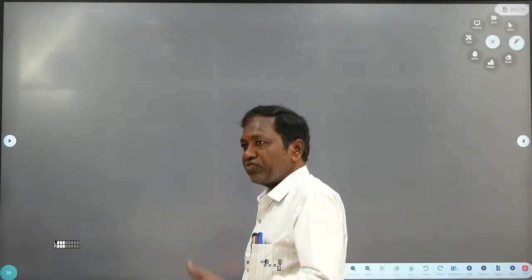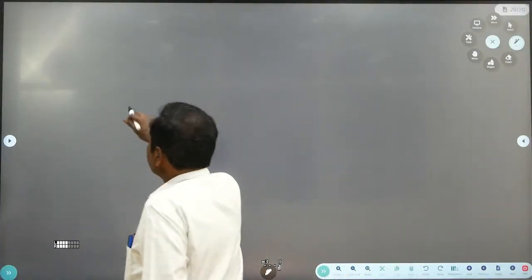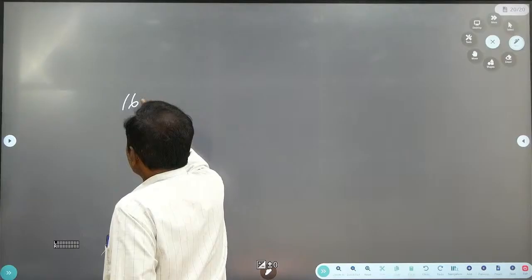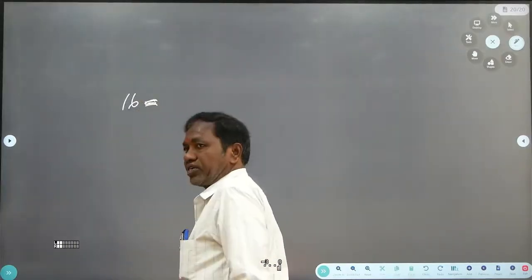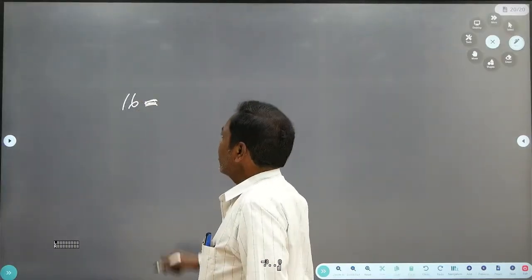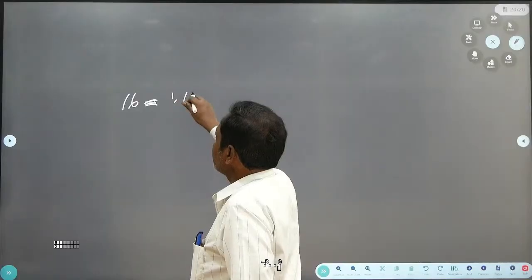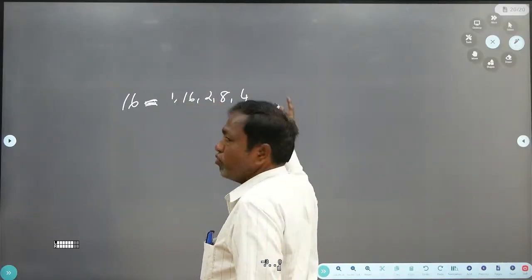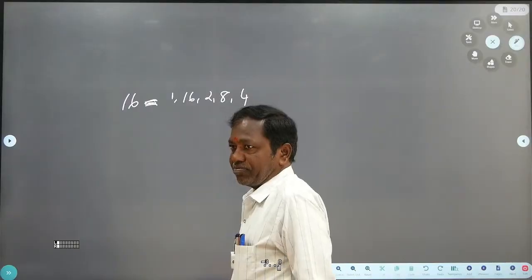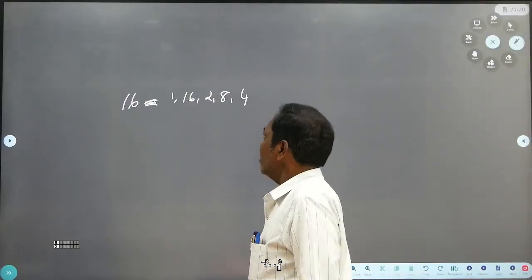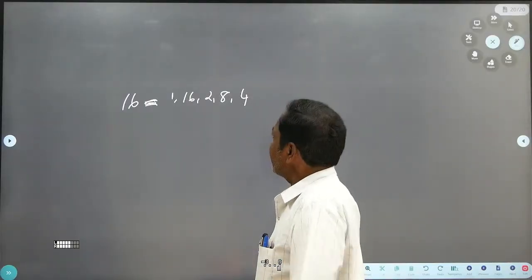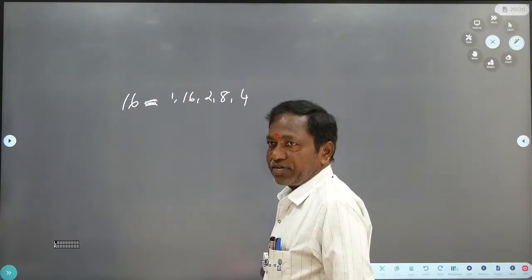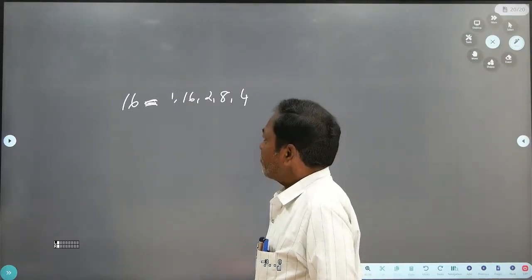Sum of factors means what? Let us say 16. What are the factors for 16? 1, 16, 2, 8, 4, and 4 means you take only one 4. These are the factors. There are 5 factors.